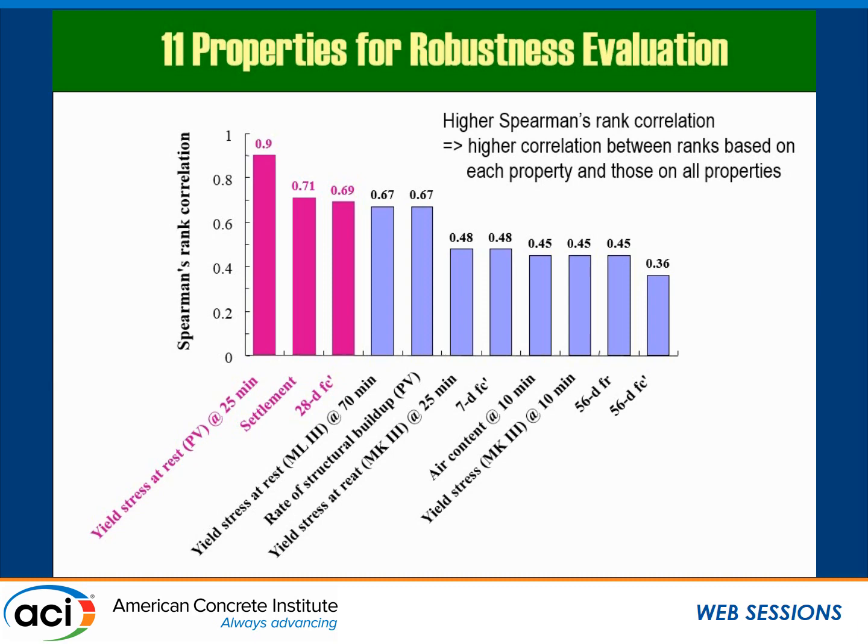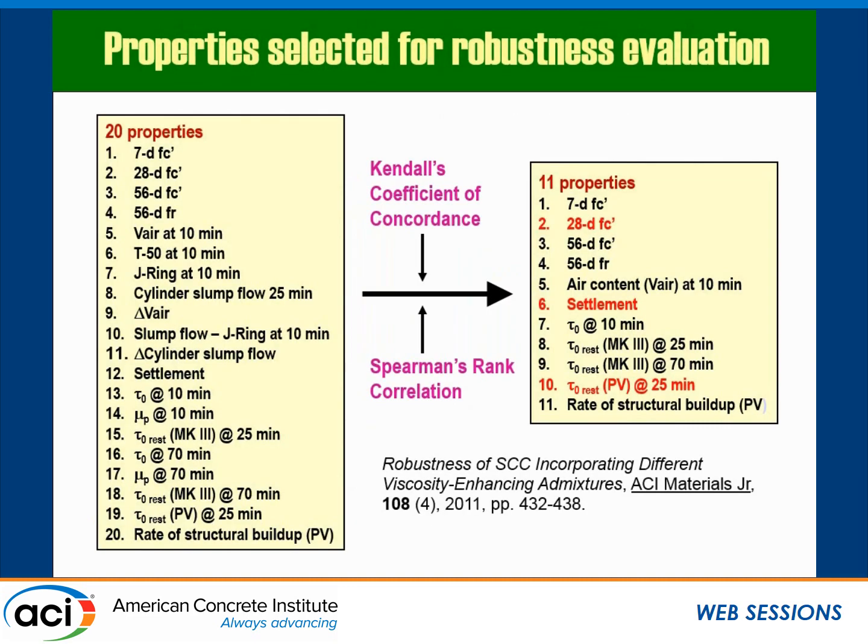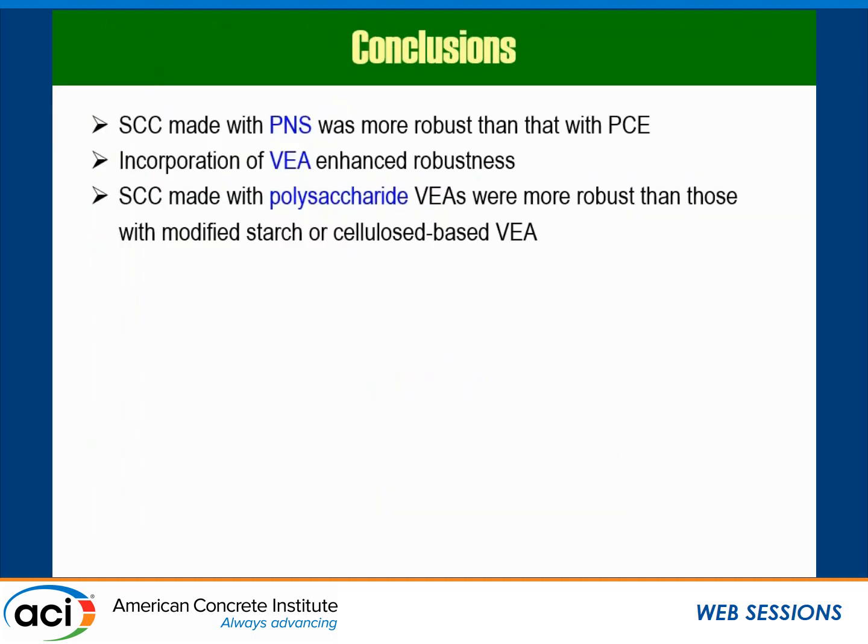But if you want to limit yourself to 3 parameters, we recommend that you look at the yield stress of the concrete at rest, so an indication of thixotropy of the concrete after 25 minutes of rest. And Gil showed us what happens if you waited 20 minutes without pumping. Surface settlement, an indication of the stability of the concrete, and the 28-day compressive strength. So you can go from 20 to 11, and if you really want to be stingy and not spend a lot of time on testing, you can even go with 3.